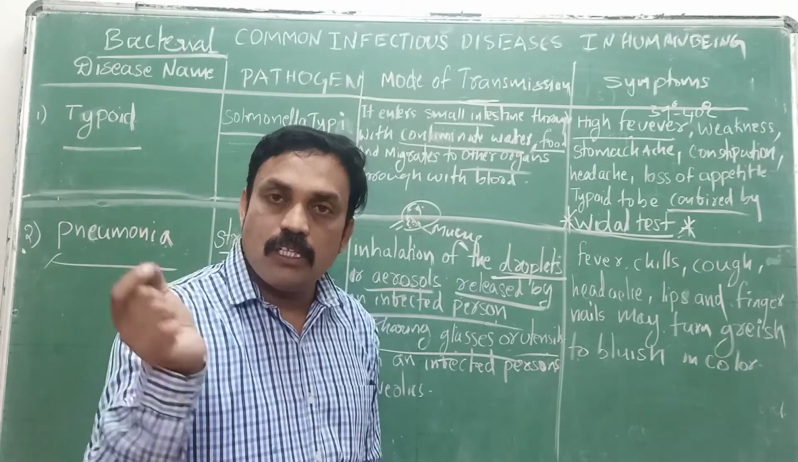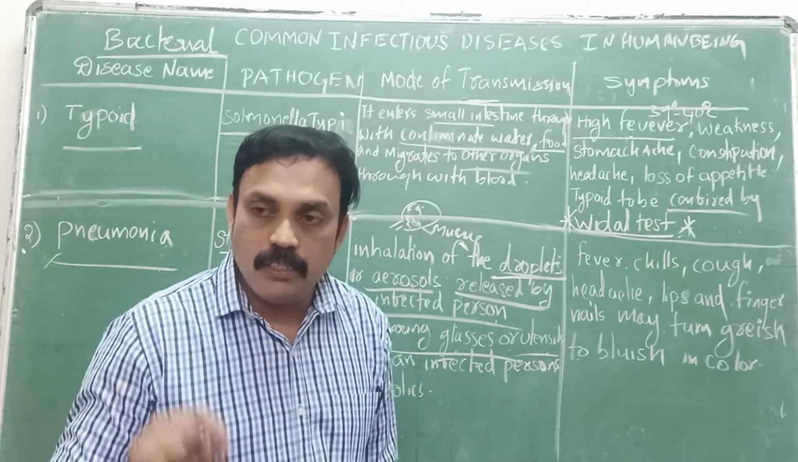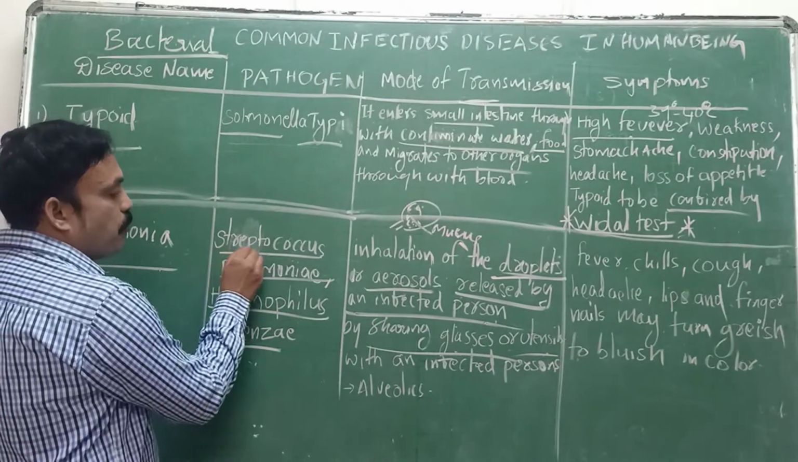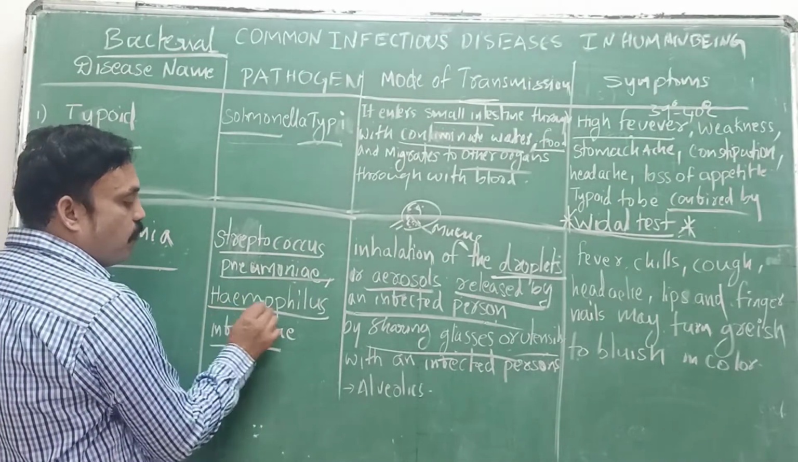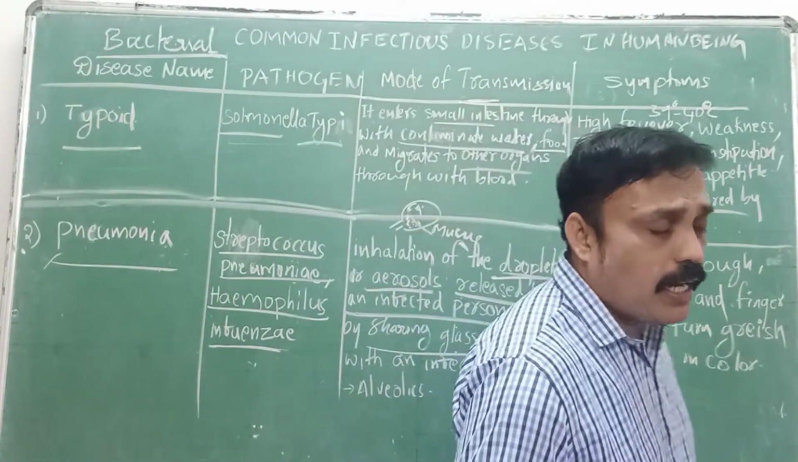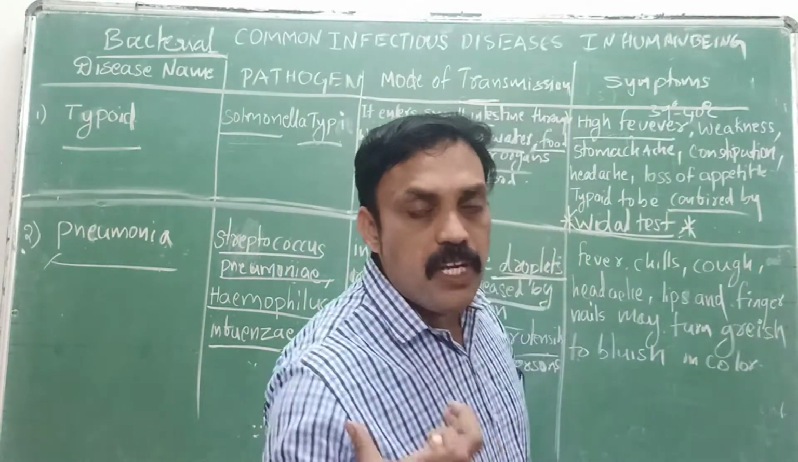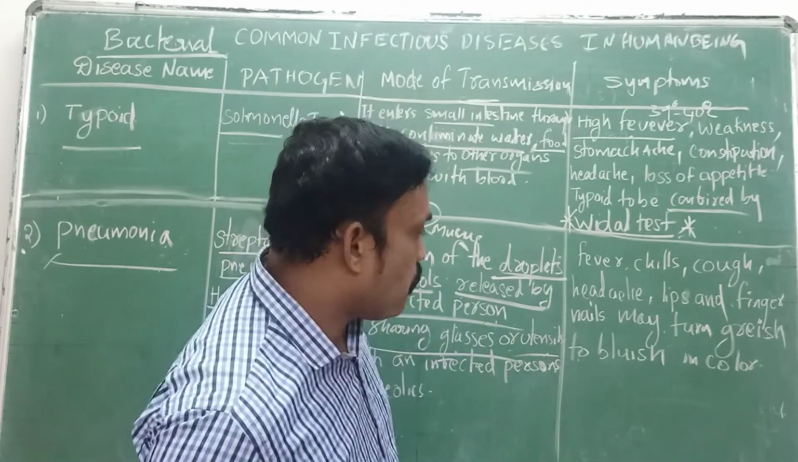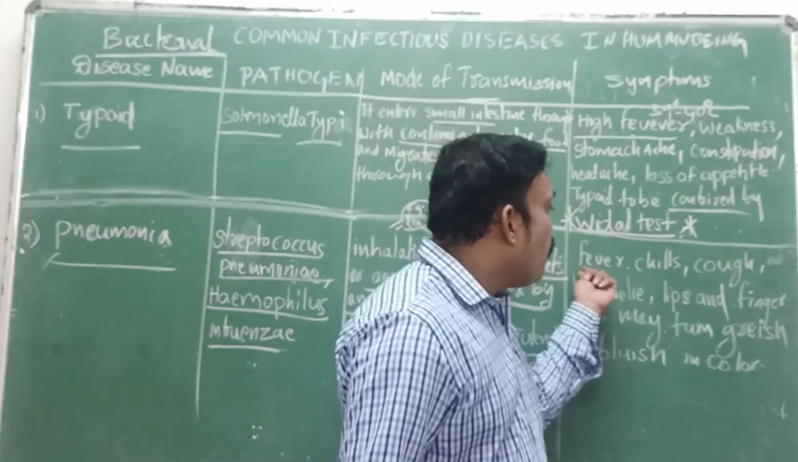Through what? Aerosols or droplets enter into the body. What does that droplet contain? The pneumonia-causing bacteria, Streptococcus pneumoniae, Haemophilus influenzae. And what are the symptoms? What are the characteristic symptoms if we suffer with pneumonia? It will show some symptoms. What symptoms will it show?